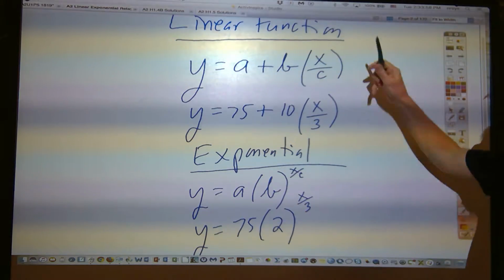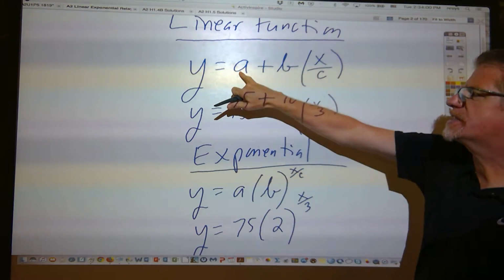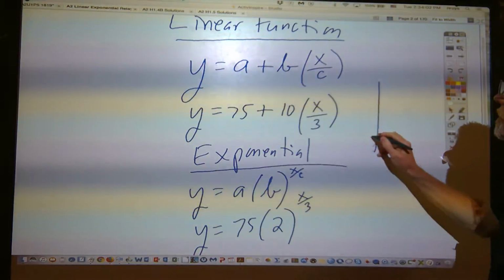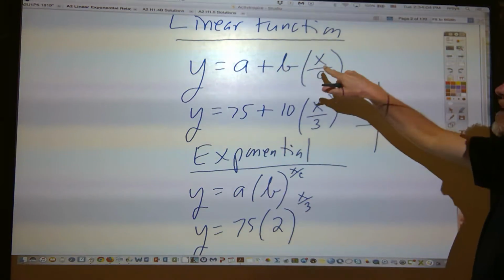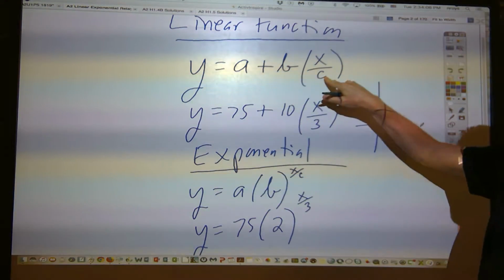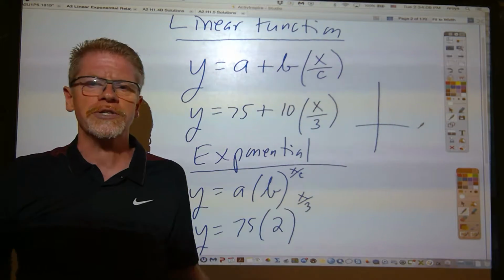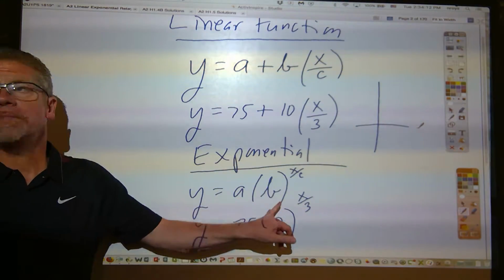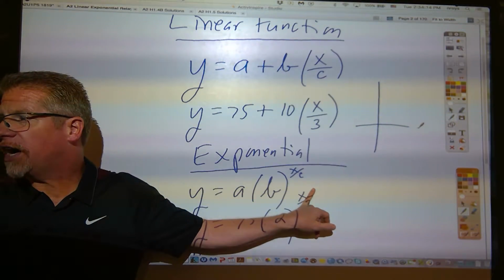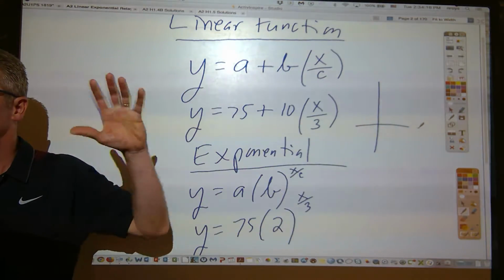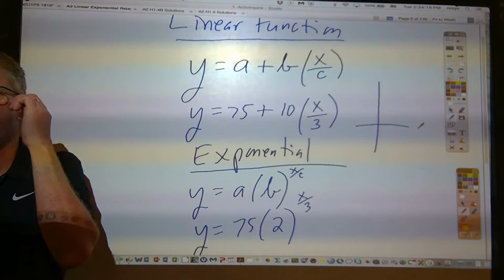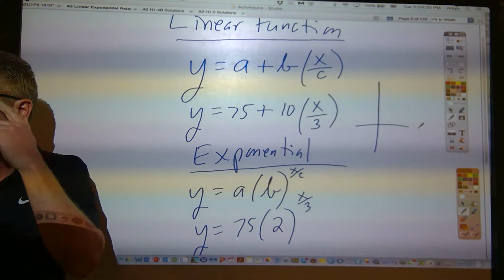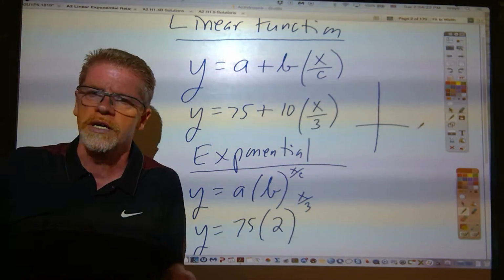I would like you to say, in a linear function, we start somewhere and we add something every so often. But in an exponential function, we start somewhere and we multiply by something every so often. They're very similar, just a little bit different. In one, you add something every so often, the other, you multiply by something every so often. Let's see how this goes.